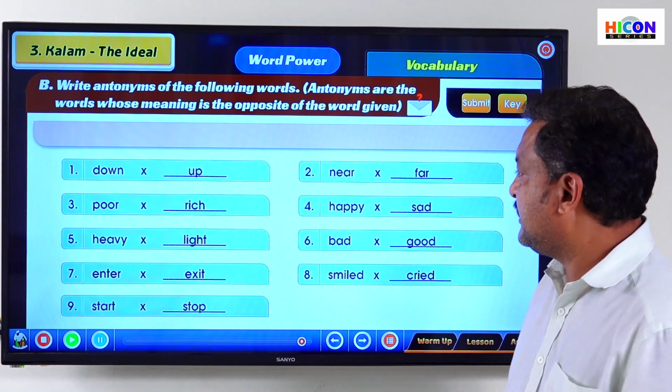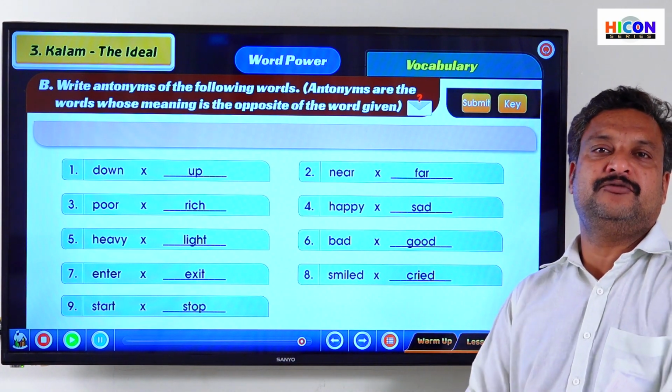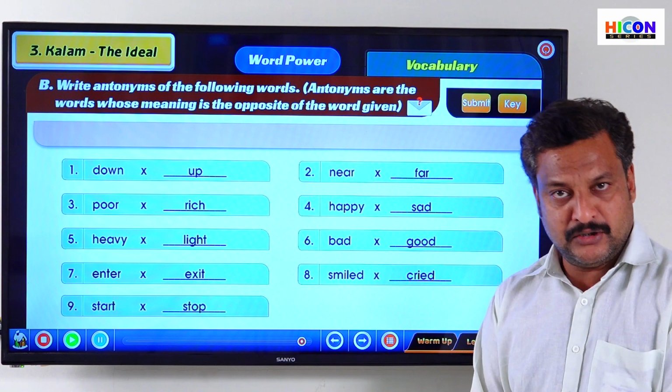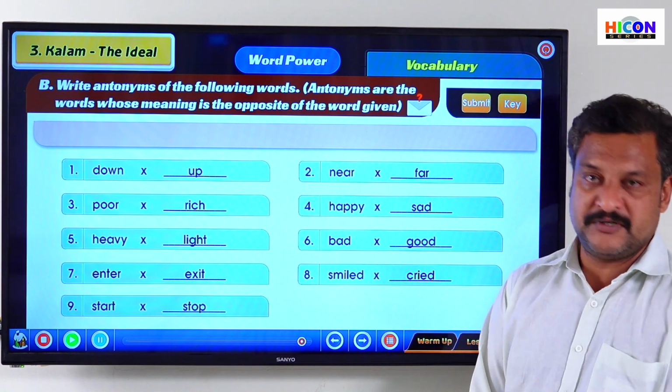Right? So now I will keep the screen the same for another minute for you so that you can go through the antonym words, the opposite words. Okay?